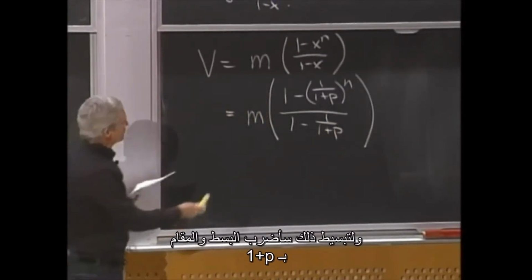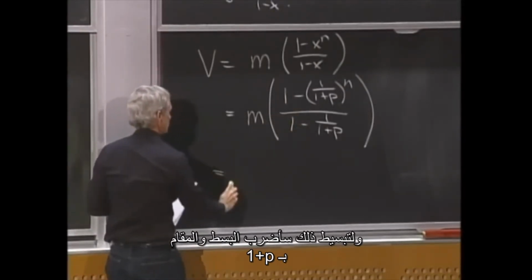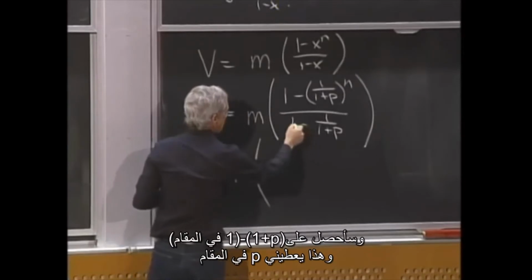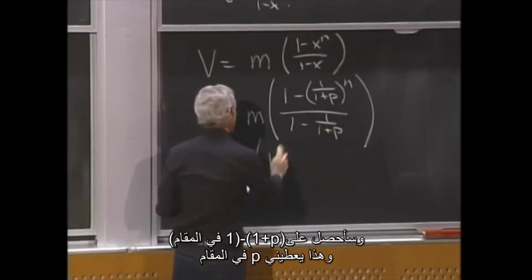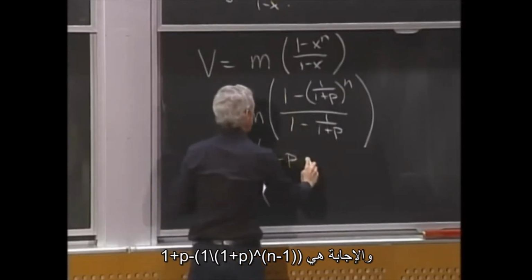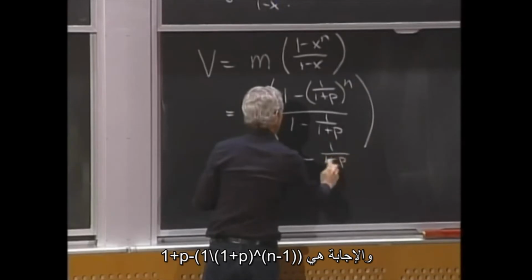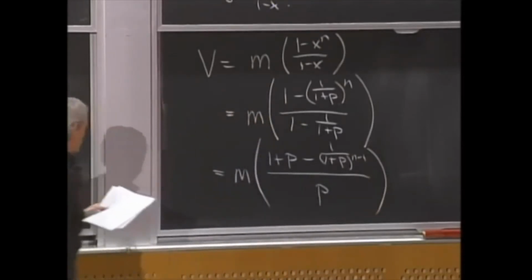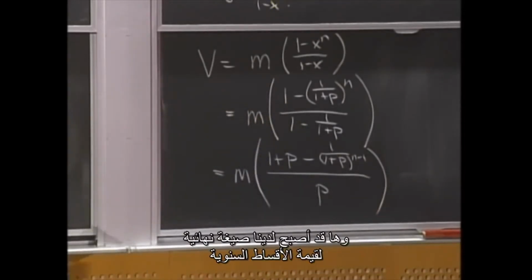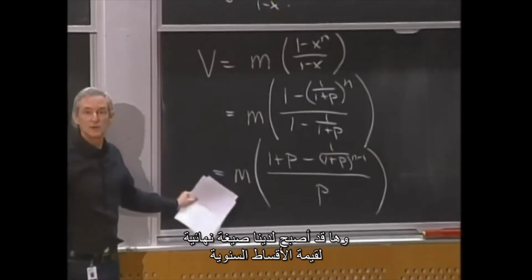And now to simplify this, I'll multiply the top and bottom by 1 plus p. And I'll get 1 plus p minus 1 on the bottom, which just gives me a p on the bottom. I have a 1 plus p on the top minus 1 over 1 plus p to the n minus 1, all over p. All right, so now we have a closed form expression formula for the value of the annuity.